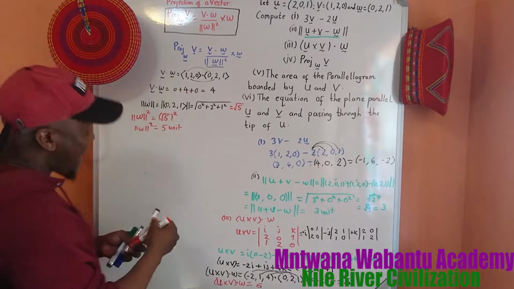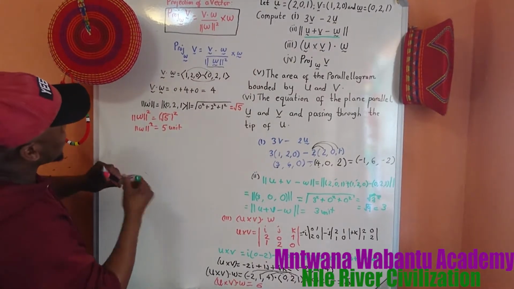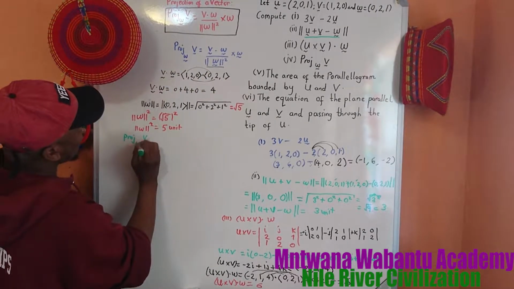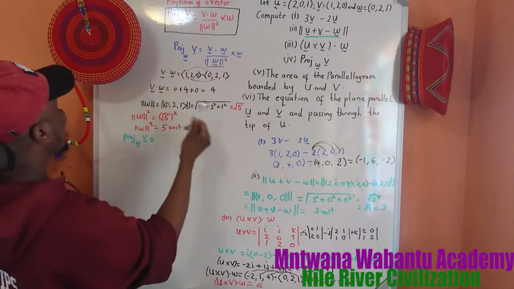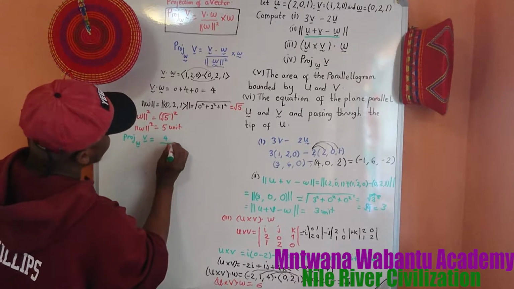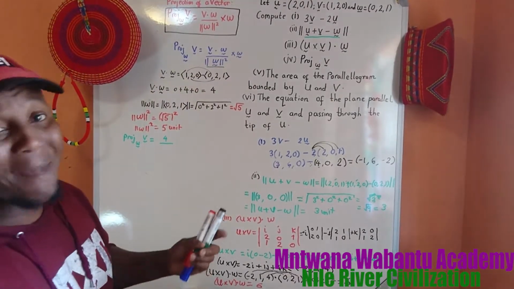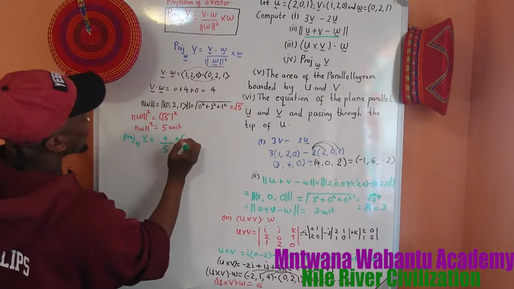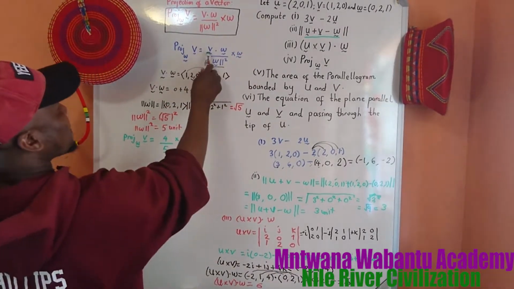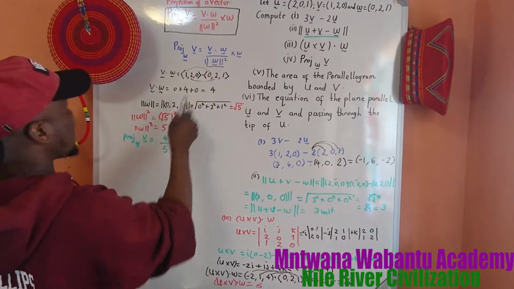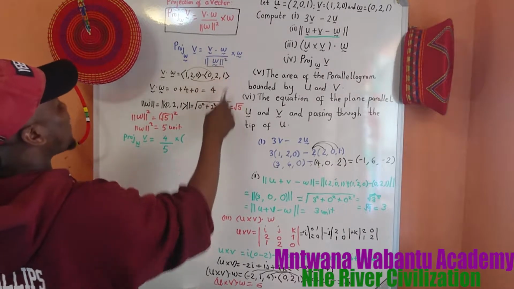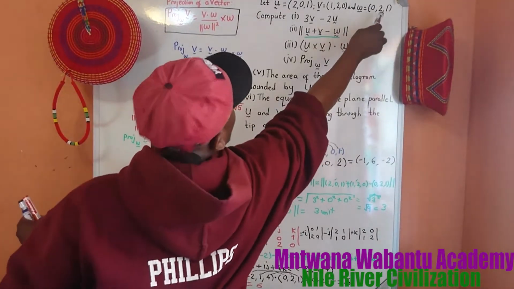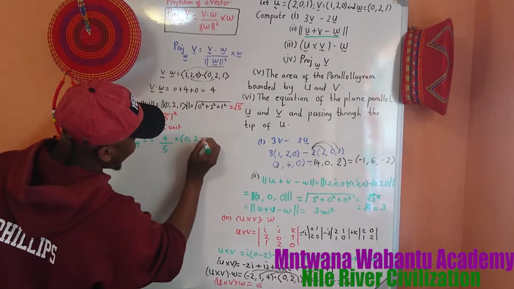So what we're going to do now is plug it back into the projection formula. Projection of W and V equals V dot W, which is 4, over the square of the magnitude of vector W, which equals 5. And then we multiply by our vector, W. V dot W is 4, because we're substituting into the formula, and the square of the magnitude of W is 5. So we multiply according to the formula by W, which is 0, 2, and 1.